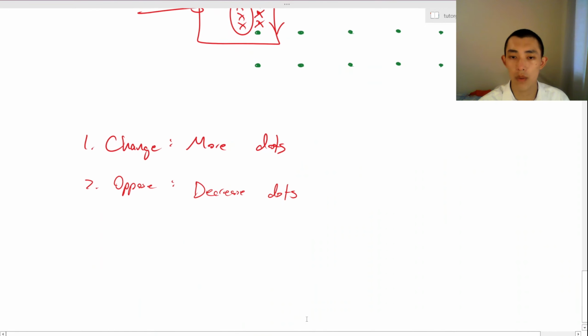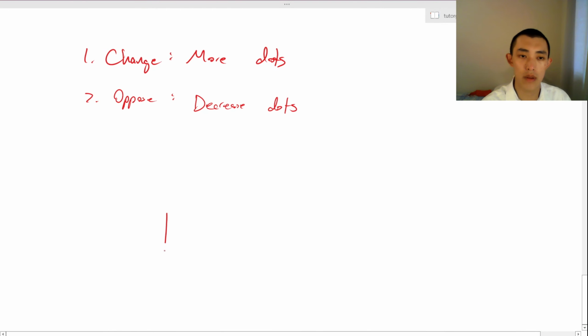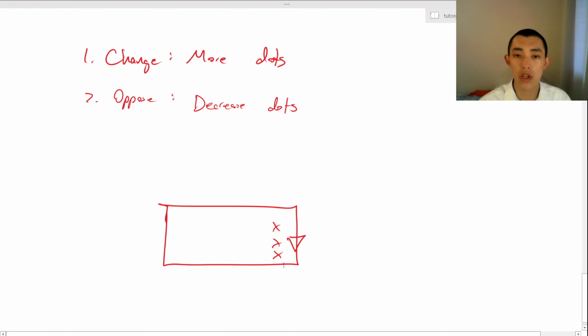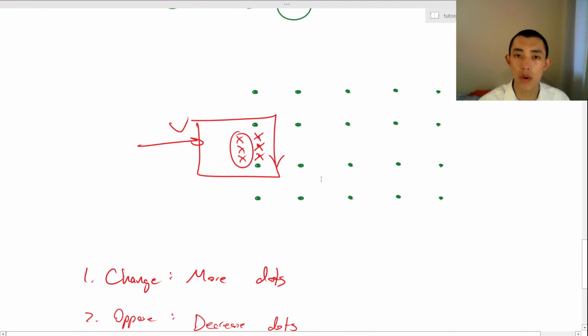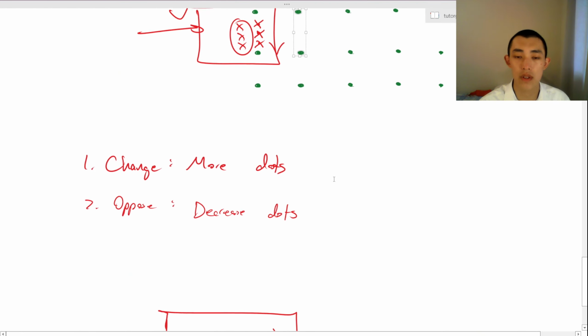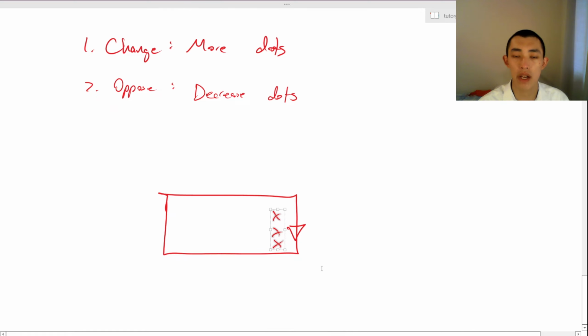Let's translate that onto our diagram. We're gonna have my loop, and if I go downwards, I'm gonna have crosses on the inside, which is good because these crosses are going to oppose this increase in dots. Hence, this is going to be what Lenz's law says is good.